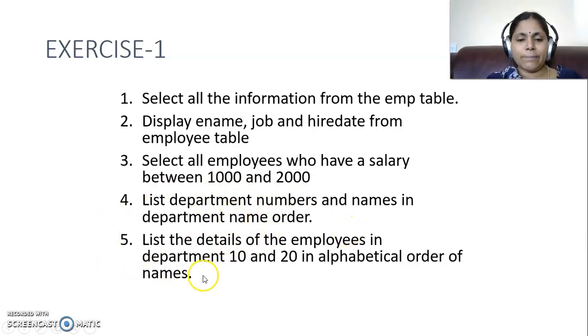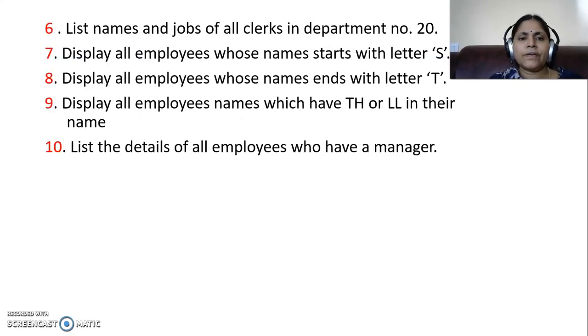List the details of the employees in department 10 and 20 in alphabetical order of names. Which operator should I use here? The IN operator is the one which we should use here. Next one, list the names and jobs of all the clerks in department number 20. What is the operator I should use here? List names, jobs from DEPT table where department number is equal to 20.